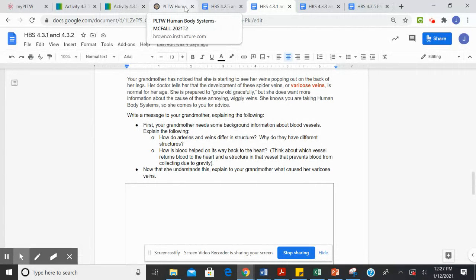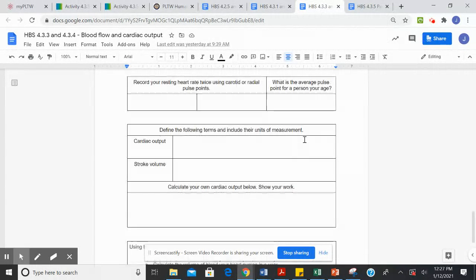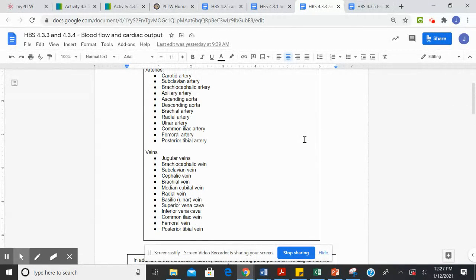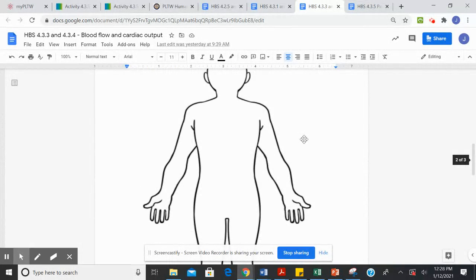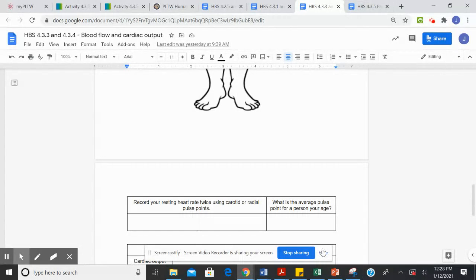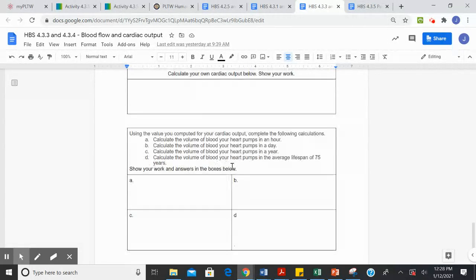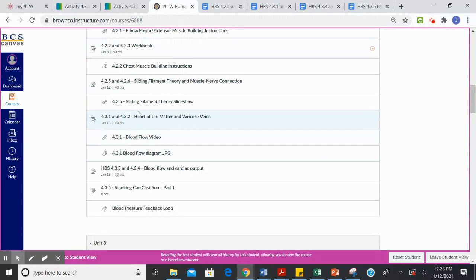As we get into Thursday and Friday, we're going to go further with blood flow and cardiac output. Anything that you've not finished up from this, make sure you finish the drawings of the different arteries and veins and the pulse points. And then we get to cardiac output, which we talked about in class on Wednesday. If you have not finished any of these calculations, make sure you get those done as well. That's pretty straightforward, I think, from 4.3.4. So that gets submitted right here.